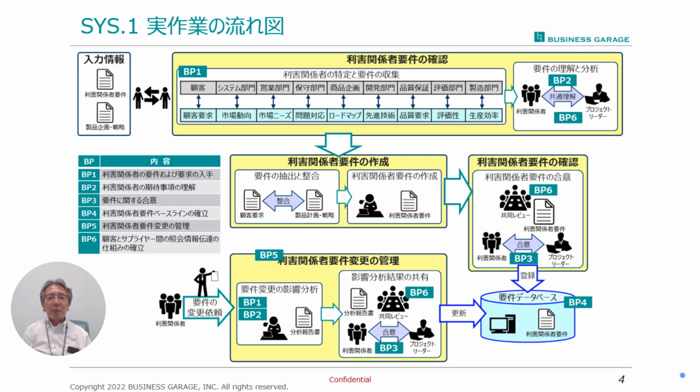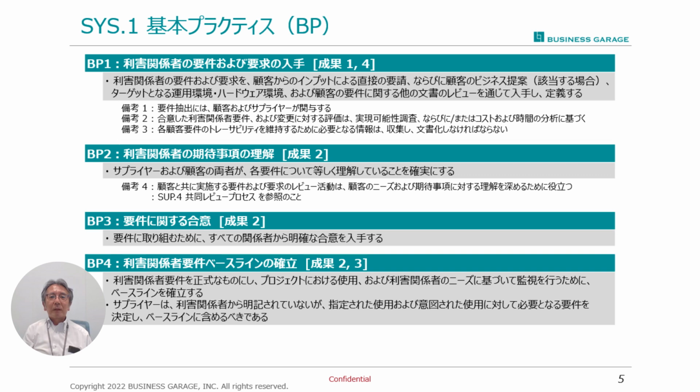Note that BP1 and BP2 in the diagram refer to basic practices, which will be explained later, indicating which part of the diagram corresponds to each practice. Now, let's dive into each BP individually. BP, which stands for Basic Practice, represents the specific activities involved in the process. BP1 is to obtain stakeholder expectations and requests. This includes identifying and differentiating various stakeholders with a focus on customers and extracting and documenting their requirements and needs.